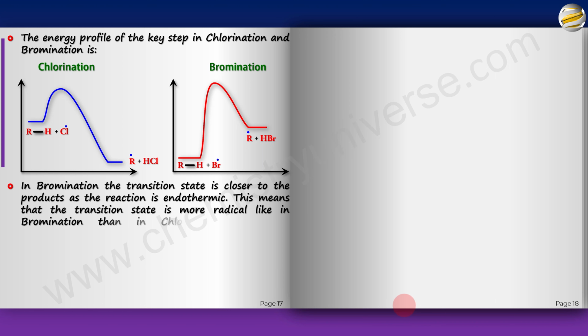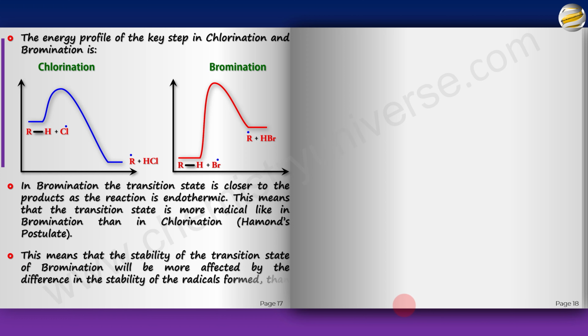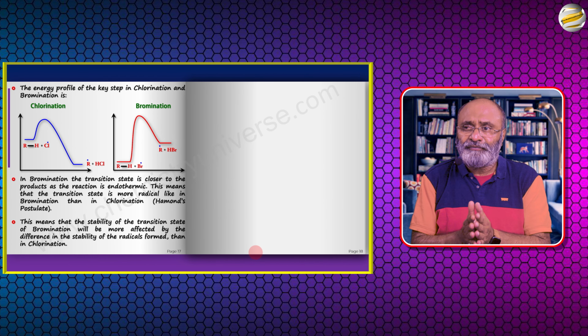This means that the transition state is more radical-like in bromination than in chlorination, and this is called the Hammond's postulate. This means the stability of the transition state of bromination will be more affected by the difference in the stability of the radicals formed than in chlorination. Very, very important to understand.